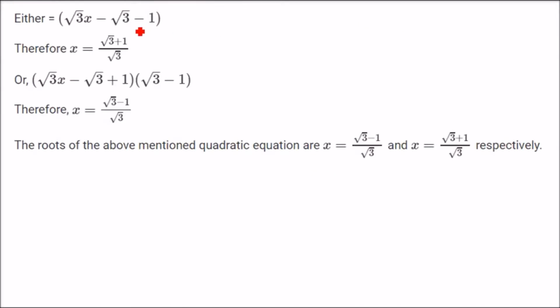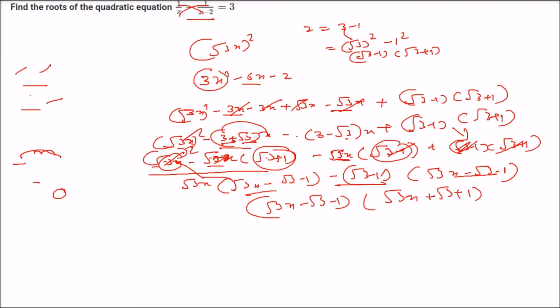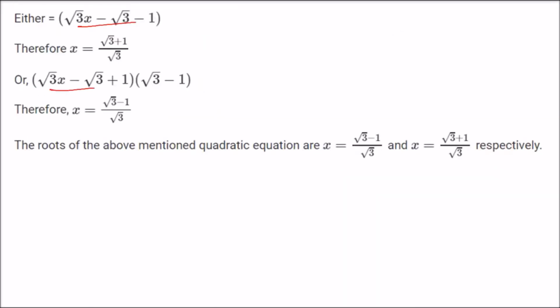So what do we have? Root 3x minus root 3 minus 1, and then we have root 3x minus root 3 plus 1. This is minus root 3, because it is a minus sign. This will be minus root 3 and this will be plus 1. So if you put this equal to 0, you get x equal to root 3 plus 1 by root 3. And if you put this equal to 0, you get x equal to root 3 minus 1 by root 3. So this is how x will come.